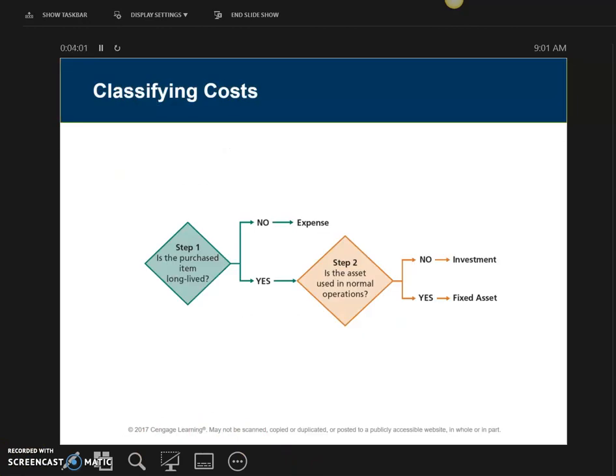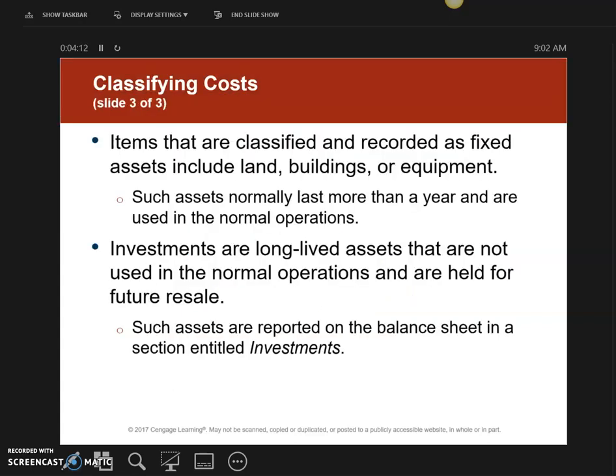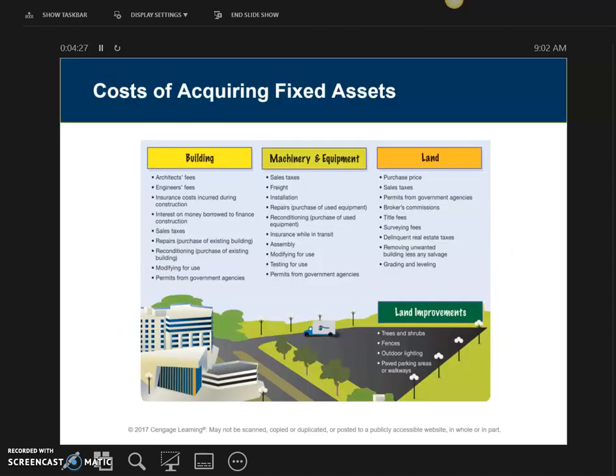You need to understand how to classify costs, because in here we're going to talk about the cost of fixed assets, and I want to make sure we include all the cost. In the first few chapters, we just talked about the cost of the building or the cost of the equipment that you put down. But now we're going to talk about other costs also: the cost of the building, the machinery, the equipment, and the land.